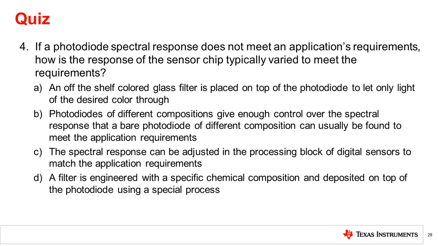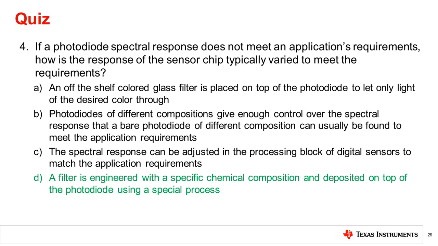Question 4. If a photodiode spectral response does not meet an application's requirements, how is the response of the sensor chip typically varied to meet the requirements? A colored sheet made of a material such as glass can control light passing through to a degree, but does not allow the same control as a chemically engineered filter. Additionally, off-the-shelf glass would not integrate into a sensor chip, as this requires a special process.